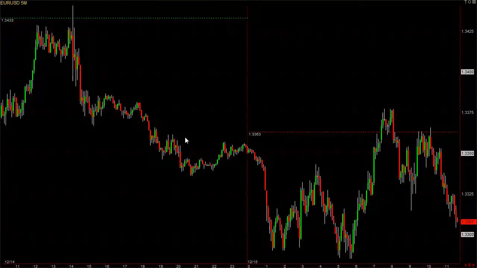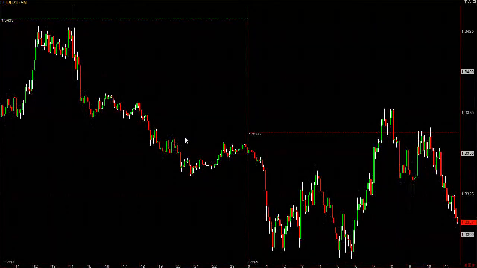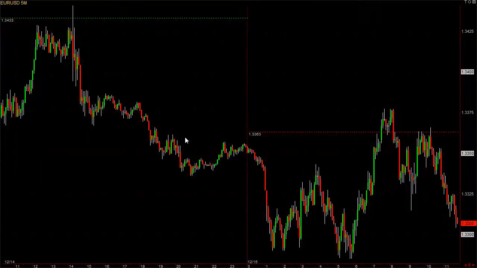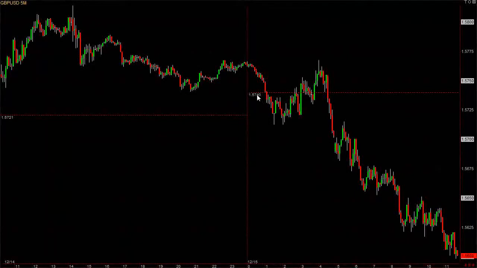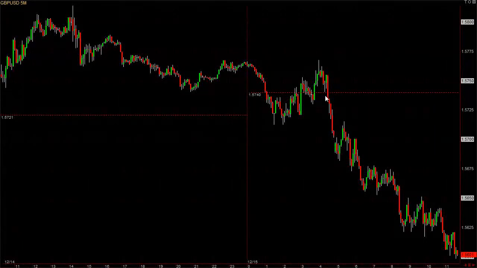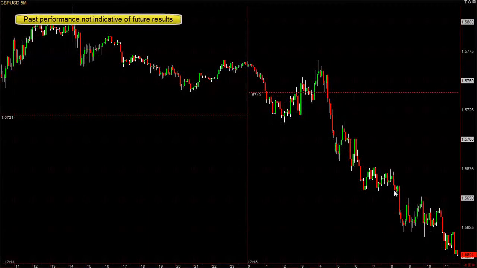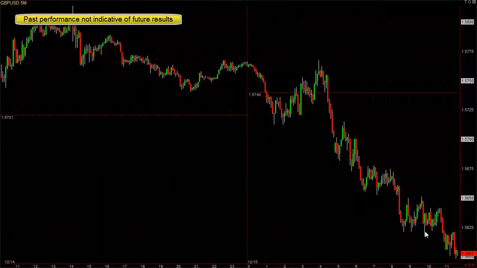Currencies that break underneath the previous day's low or above the previous day's high are strong or weak. Look at some other examples right here. The pound dollar, 2 days ago's low, yesterday's low. When it breaks underneath here, it failed to go lower, tried to come back up, there weren't any buyers, and then when it broke back down right here, it just absolutely collapsed.